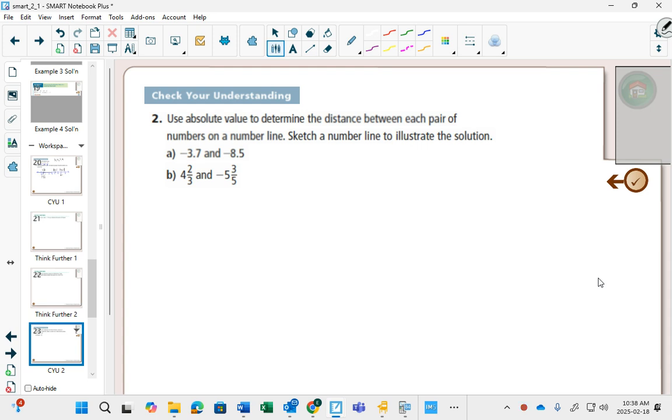So this says to use absolute values to determine the distance between each pair of numbers on a number line. And where this can be really helpful is, like, if I asked you, how far apart are the numbers 5 and 3? You'd probably just tell me. If I gave you bigger numbers, and you had to use your calculator, like if I said, how far are the numbers 115 and 72? How far are they from each other? What would you do on your calculator?